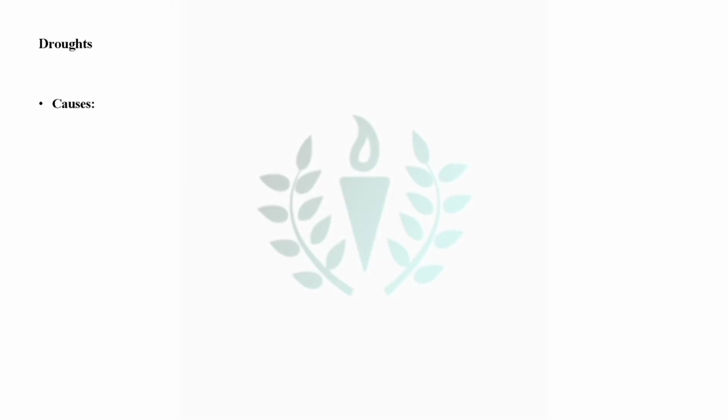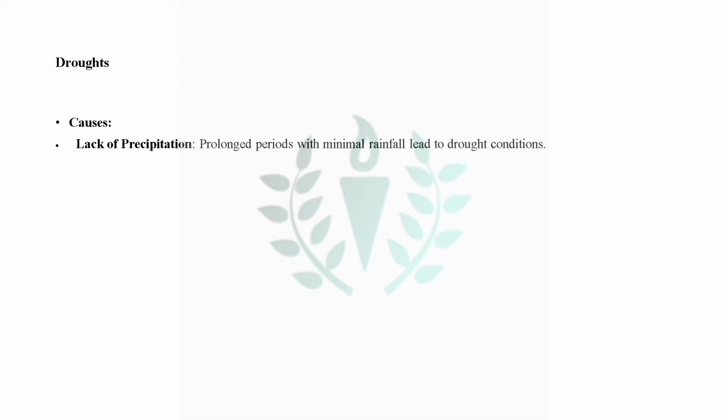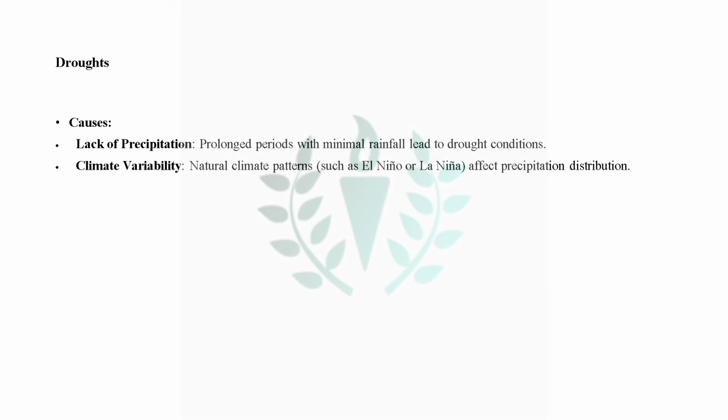Droughts are yet another type of natural disaster. Their causes can be lack of precipitation and climate variability. So prolonged periods with minimal rainfall lead to drought conditions. Climate variability, natural climate patterns such as El Nino or La Nina, affect precipitation distribution in an environment.